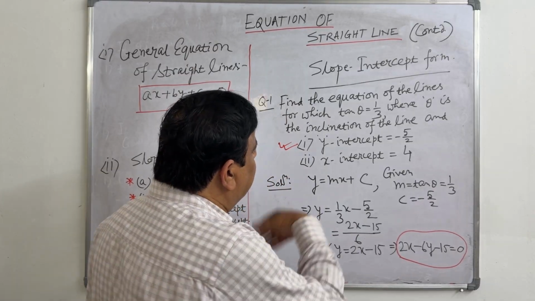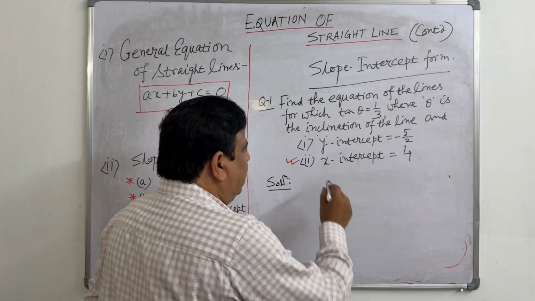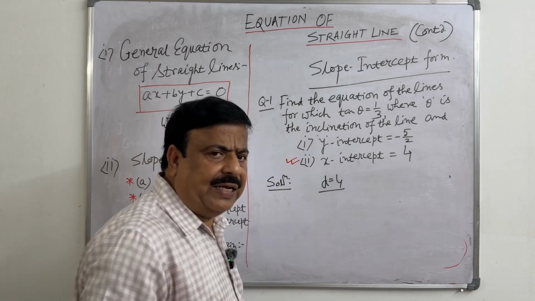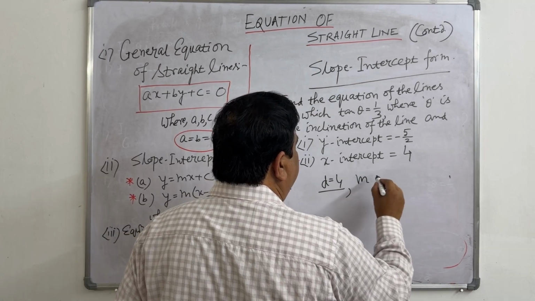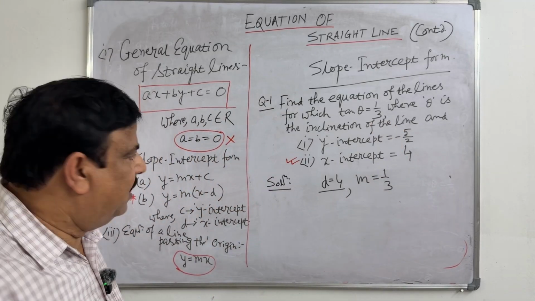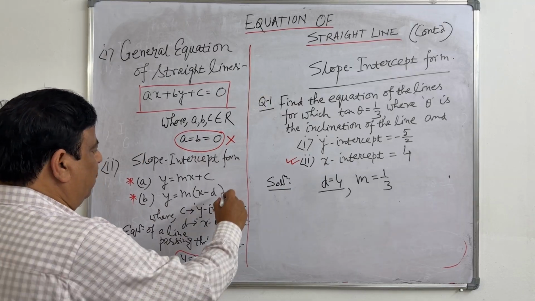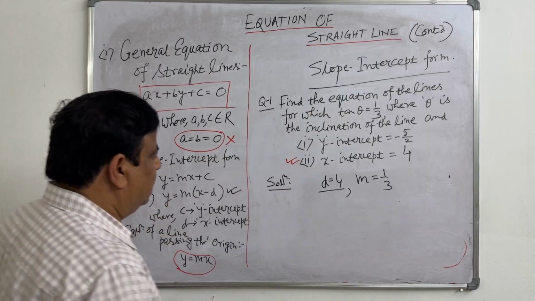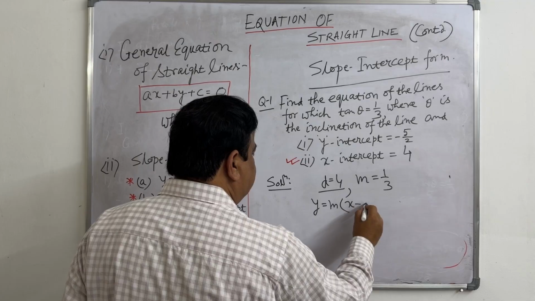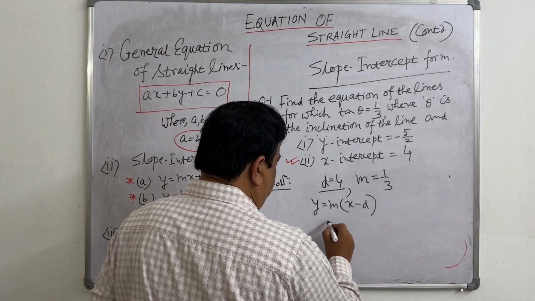Let's go and see how to solve the second problem. In this case, x-intercept is given as 4. Say d is equal to 4. D is the x-intercept. What is the slope given? That is small m is equal to 1 by 3. And you have already learned that in this case, where x-intercept is given, the equation of the line will be this one. That is y is equal to m into x minus d. Okay. D is the x-intercept. So put the values. What is m?